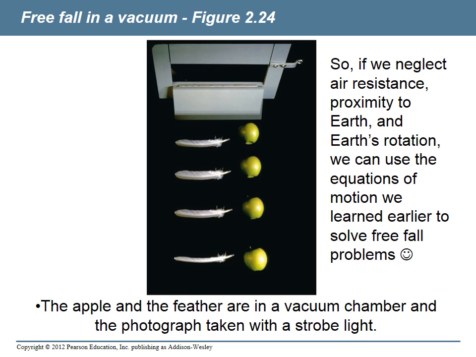So the takeaway is that if we neglect the three things previously stated, air resistance, proximity to Earth, and the Earth's rotation, we can use all the equations of motion that we used previously for the motorcycle example. We can use all those same equations to solve problems of free fall, of things falling off of objects. So we'll make this assumption a lot so that we can use those same equations to solve.